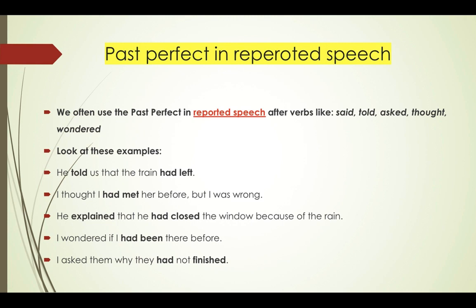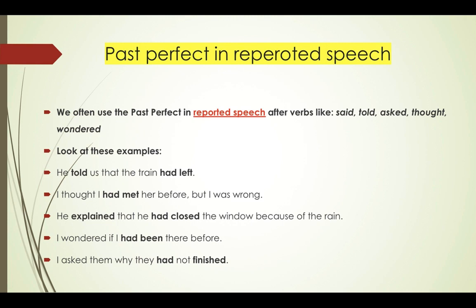So we have past perfect in reported speech. We often use the past perfect in reported speech after verbs like said, told, asked, thought, and wondered. Look at these examples. He told us that the train had left. I thought I had met her before, but I was wrong. He explained that he had closed the window because of the rain. I wondered if I had been there before. I asked them why they had not finished. So here we can use past perfect.